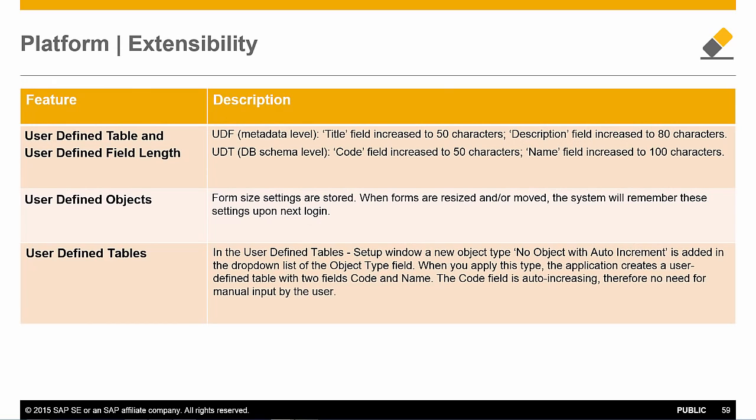Several additional enhancements to user-defined tables, objects and fields include, for example, the increase of user-defined table and user-defined field lengths. For user-defined objects, form size settings are stored, so when forms are resized and/or moved, the system will remember these settings upon the next login. With user-defined tables, the user-defined tables setup window has provided a new object type. No Object with Auto-Increment has been added in the drop-down list of the object type field. When you apply this type, the application creates a user-defined table with two fields, code and name. The code field is auto-increasing, therefore there's no need for manual input by the user.